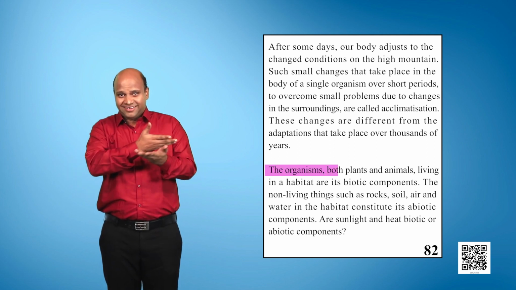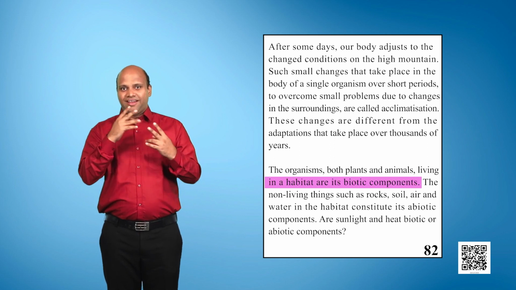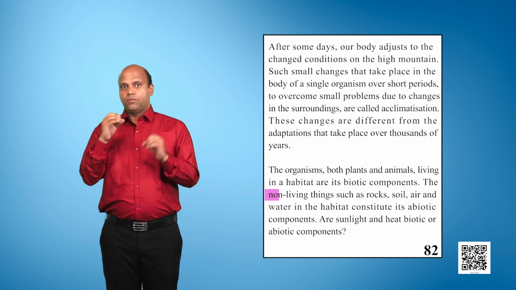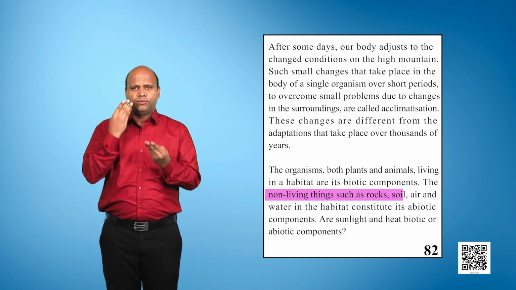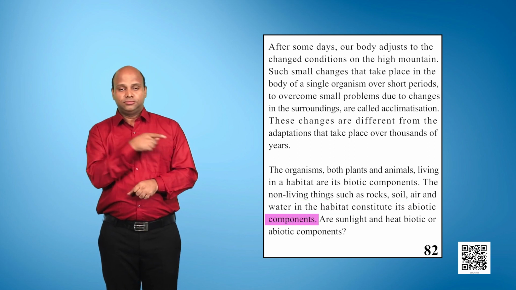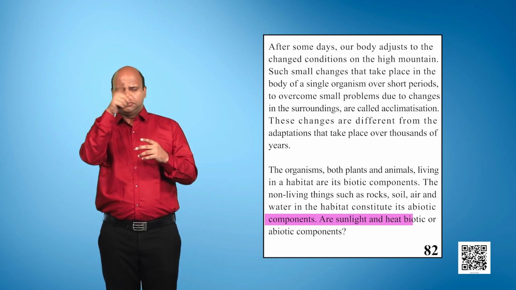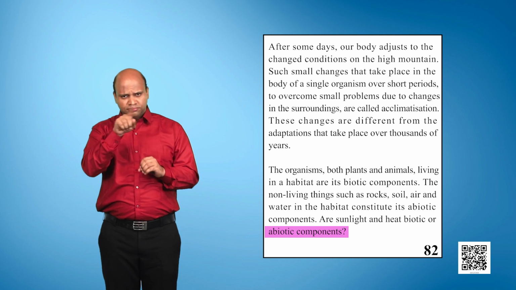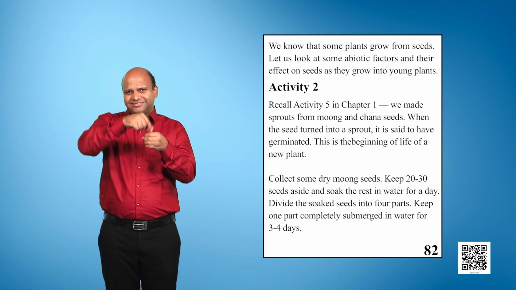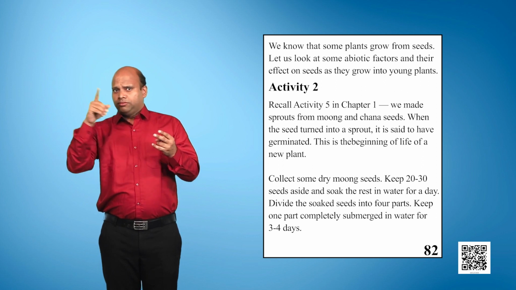The organisms, both plants and animals, living in a habitat are its biotic components. The non-living things such as rocks, soil, air, and water in the habitat constitute its abiotic components. Are sunlight and heat biotic or abiotic components? We know that some plants grow from seeds. Let us look at some abiotic factors and their effect on seeds as they grow into young plants.